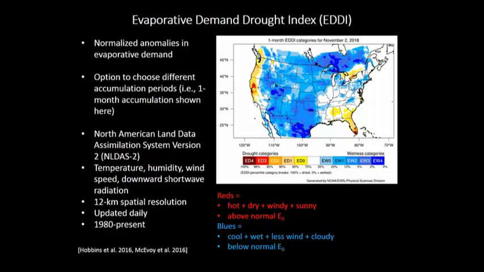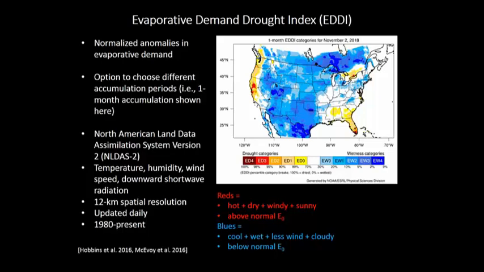And so what that means is it's taking, ending at November 2nd and going backwards 1 month, that evaporative demand accumulation and seeing how that compares to all the other 1-month periods for that same time, going all the way back to 1980, and you can estimate the percentiles from there. You run it through a normalized distribution, and then you can estimate the anomalies.